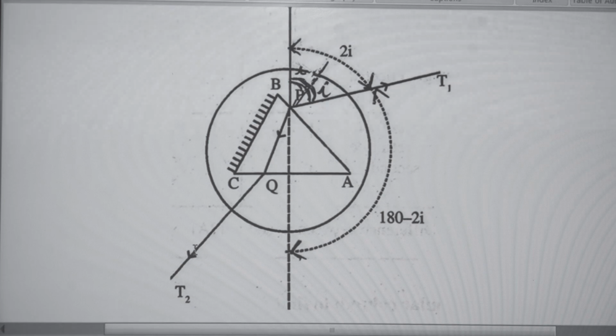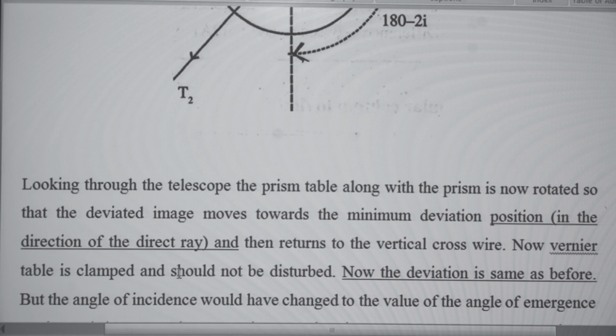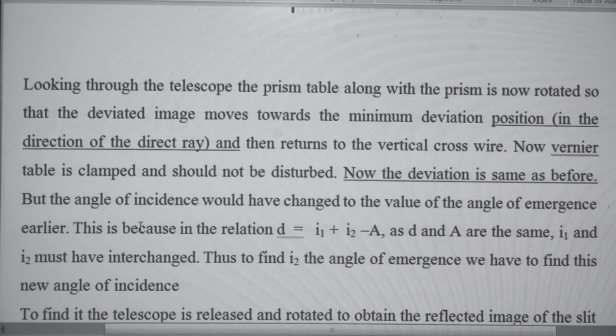Now in this particular experiment, you are supposed to continue the rotation such that the image moves towards the direct position, then comes back, and again coincides with the crosswire of the telescope. That is why I marked it here.